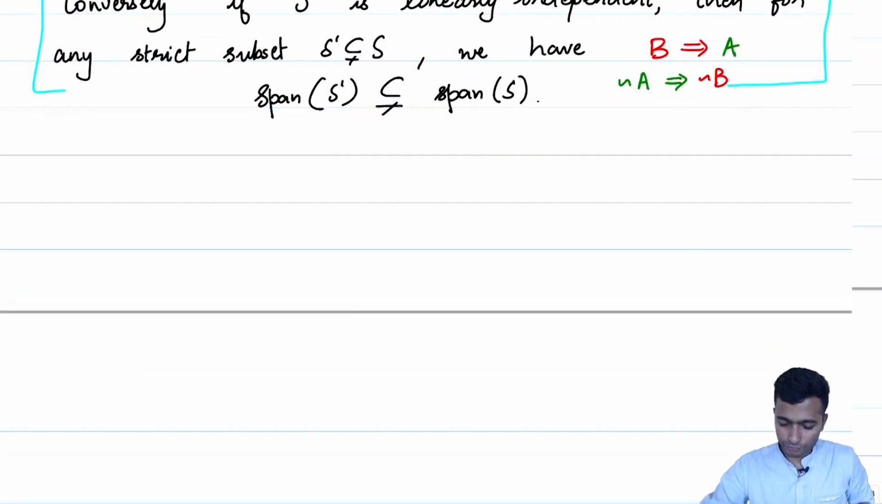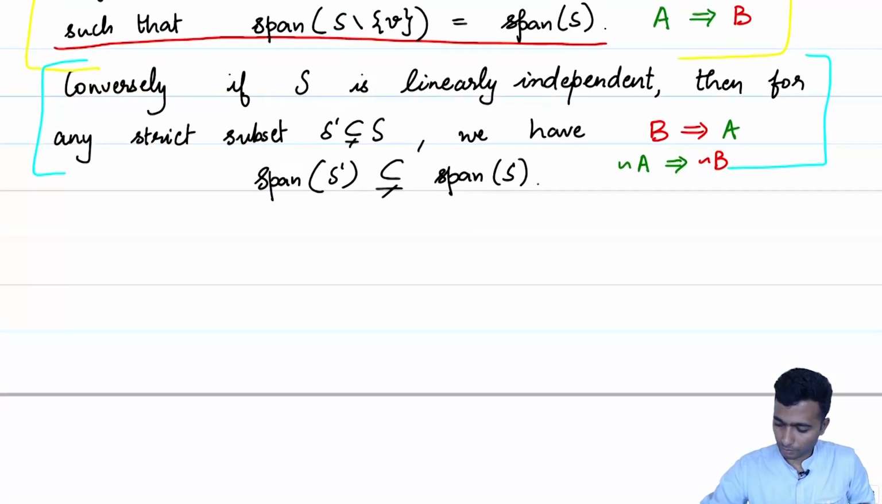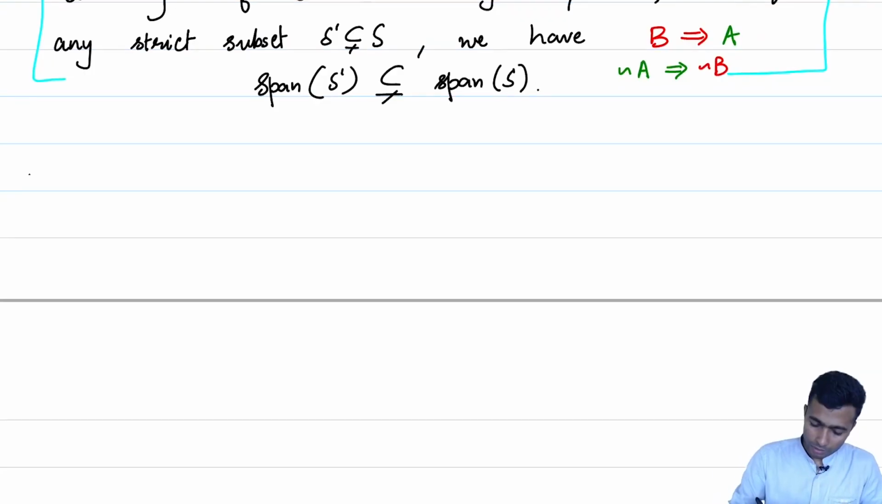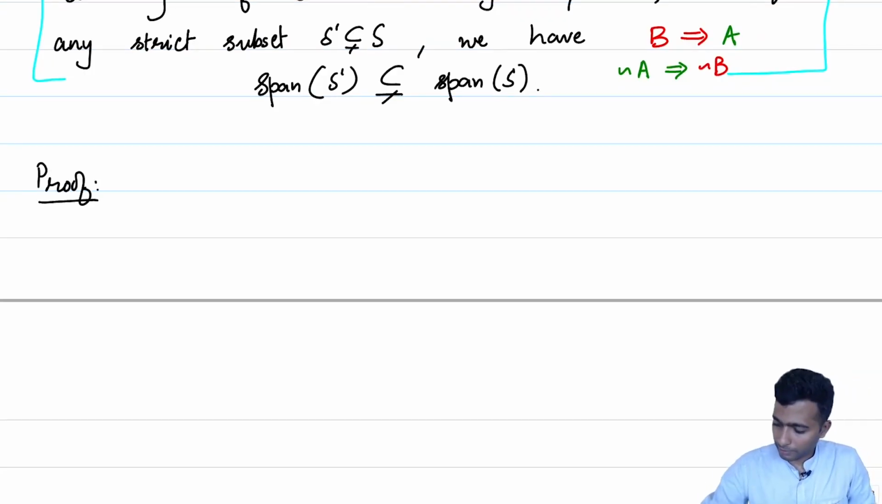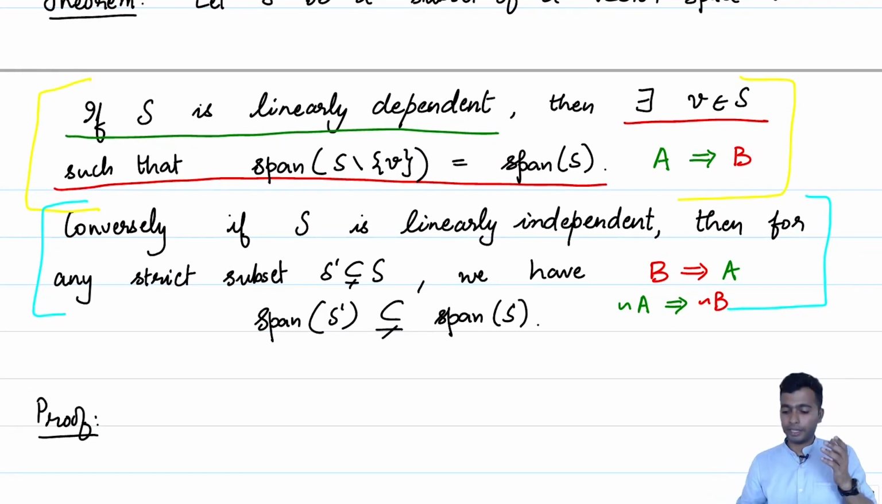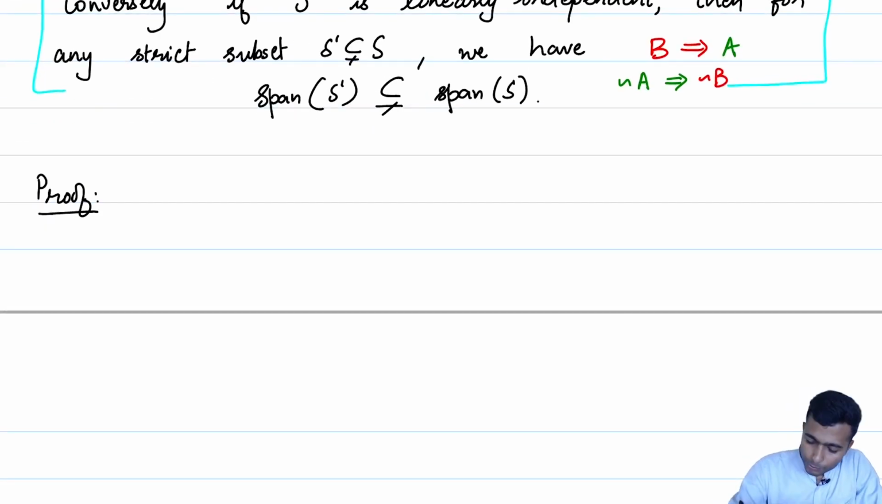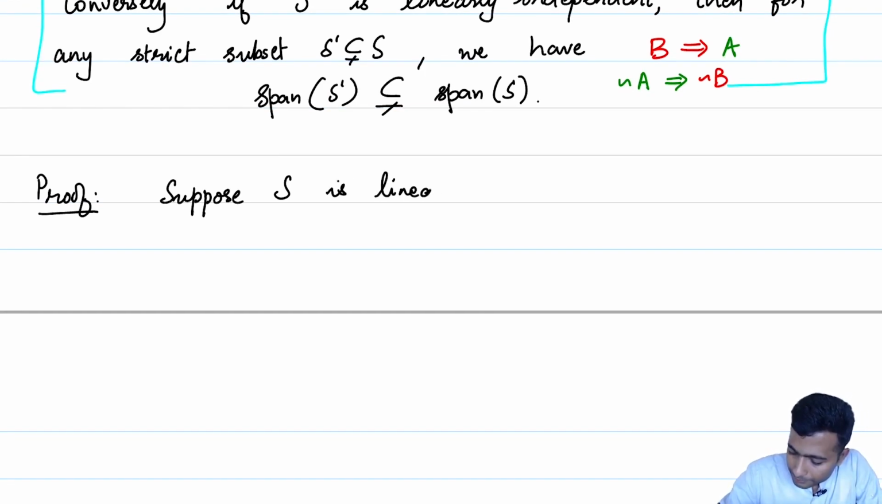Okay, now let us give a proof of the statement here. So a proof. The first statement says that if S is linearly dependent, then there exists a vector V which can be thrown out such that the span of S minus V is the same as the span of S. Okay, so suppose S is linearly dependent. Let us give a rigorous proof.